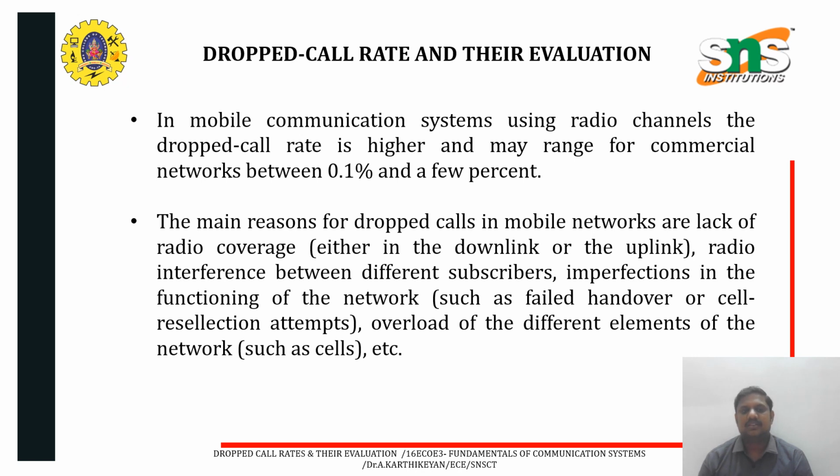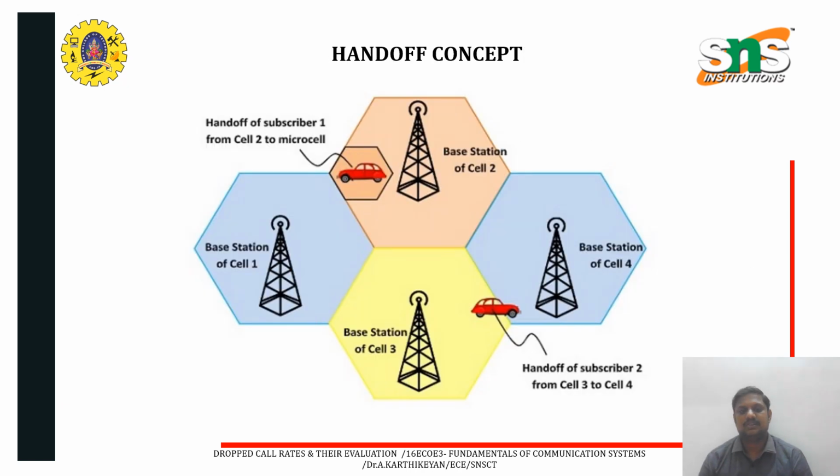Why does a call drop occur? It may be in the uplink or downlink. Handset to cell site is the uplink, and cell site to handset is the downlink, over radio frequency ranges. At that time, a call drop is possible because we move from one place to another. With more mobility, call drops become possible.